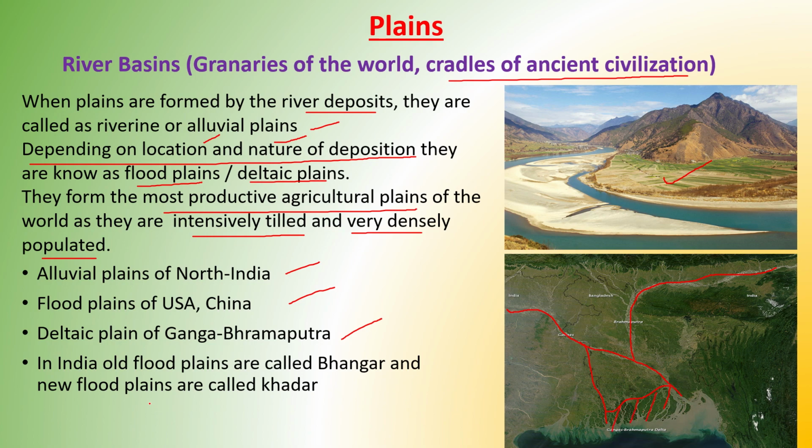Next, in India, old floodplains are called Bhangar because as it is old, it becomes more coarse, and new floodplains are called Khadar because it becomes more fertile because lots of flood and silt is deposited over there and it becomes more fertile. Especially in the deltaic region, we get this Khadar, whereas in upper region of the river basins, we will get Bhangar.